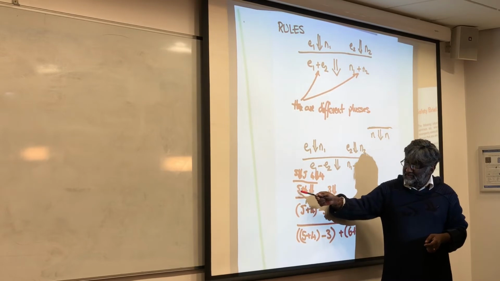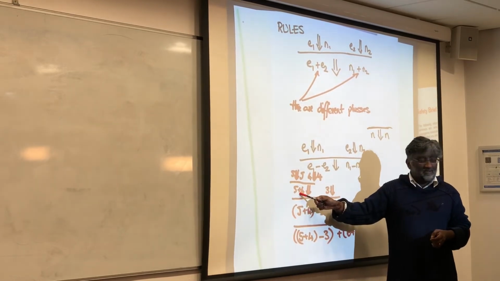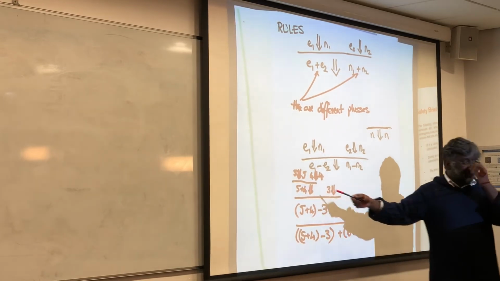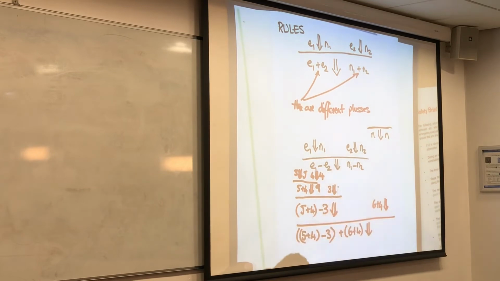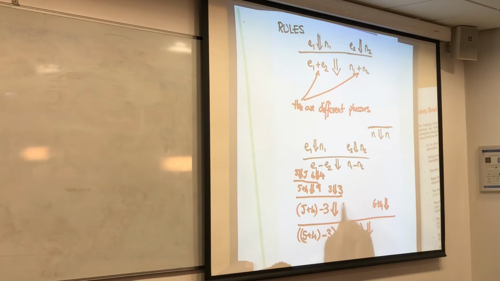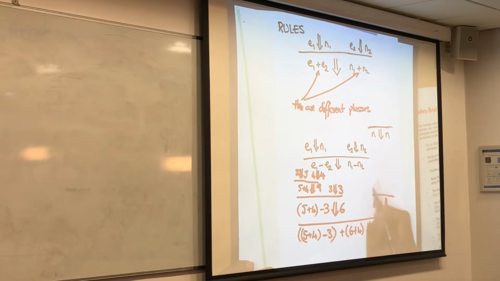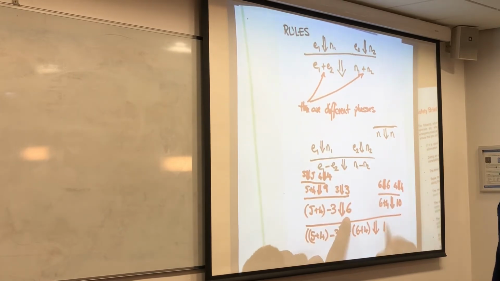To evaluate 5 plus 4, we had to evaluate 5, we had to evaluate 4, and then use the plus rule. We've done that part, so what can I write here? 9. Exactly. And so again here we'll get 3. Then we'll use the subtraction rule, which will say 9 minus 3, which is 6. And again, I'll finish it off now. So 6 evaluates to 6, 4 evaluates to 4. And then the plus rule will say 6 plus 4 evaluates to 10. And then this plus rule will say that this thing evaluates to 6 plus 10, which is 16.